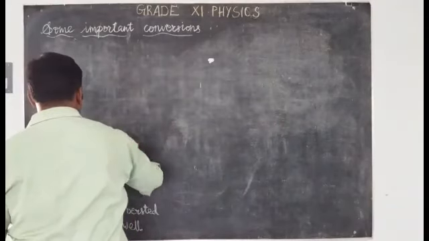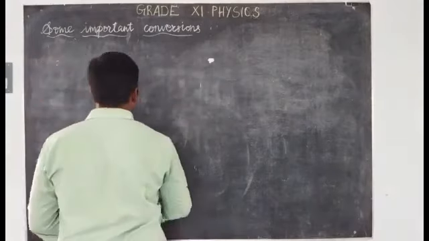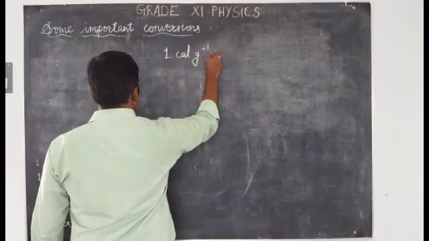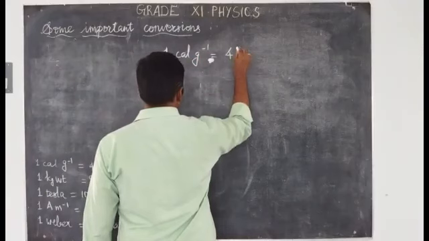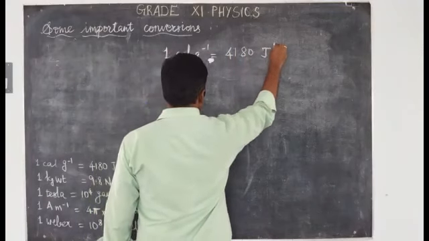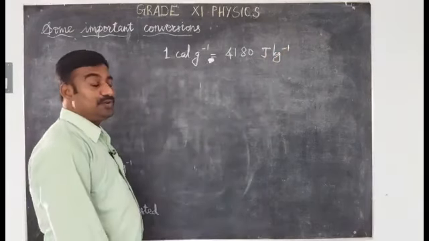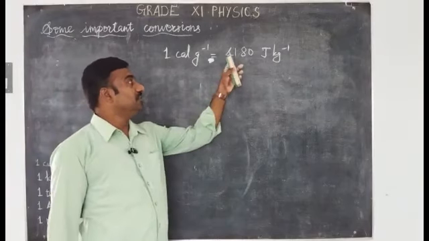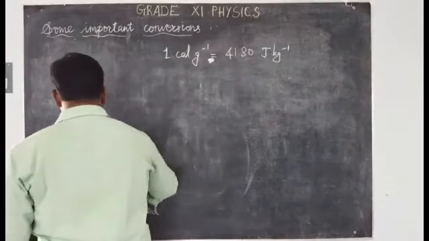And then 1 calorie per gram. 1 calorie per gram is equal to 4.18, so 4180 joule per kilogram. 1 calorie is equal to 4.18 joule. So 1 calorie per gram is equal to 4180 joule per kilogram. And the next one, 1 kilogram weight.